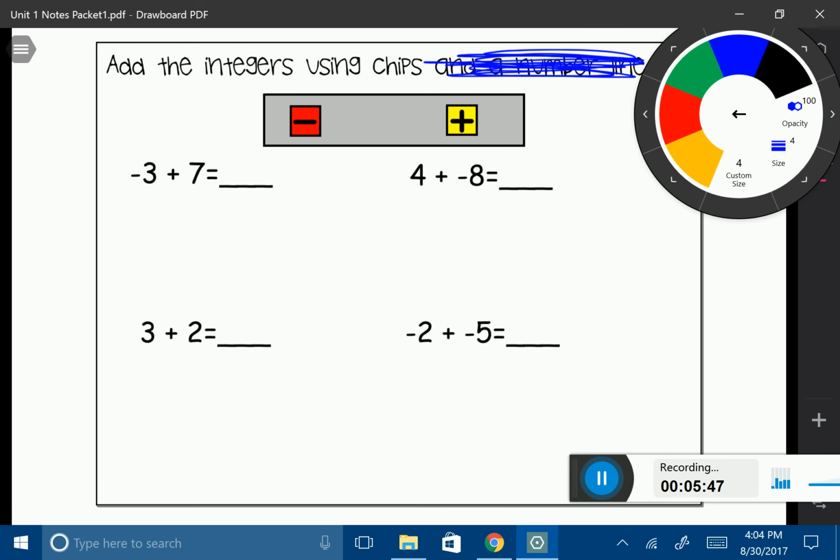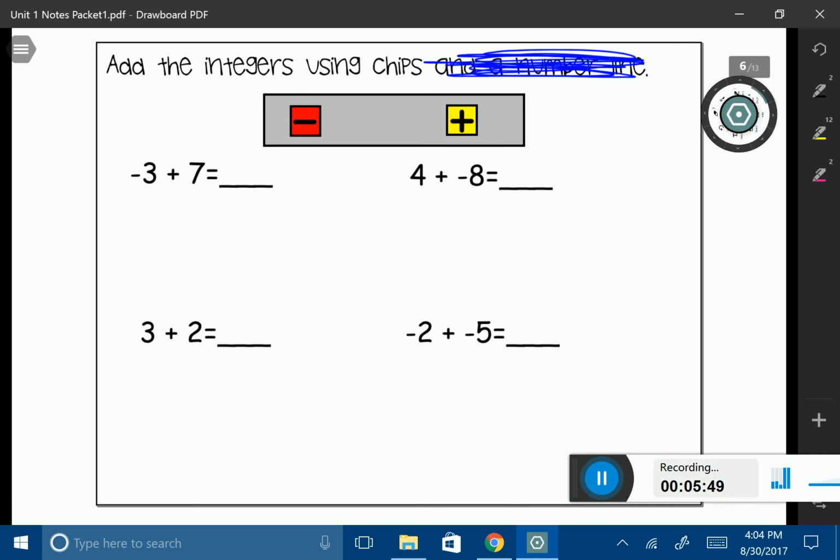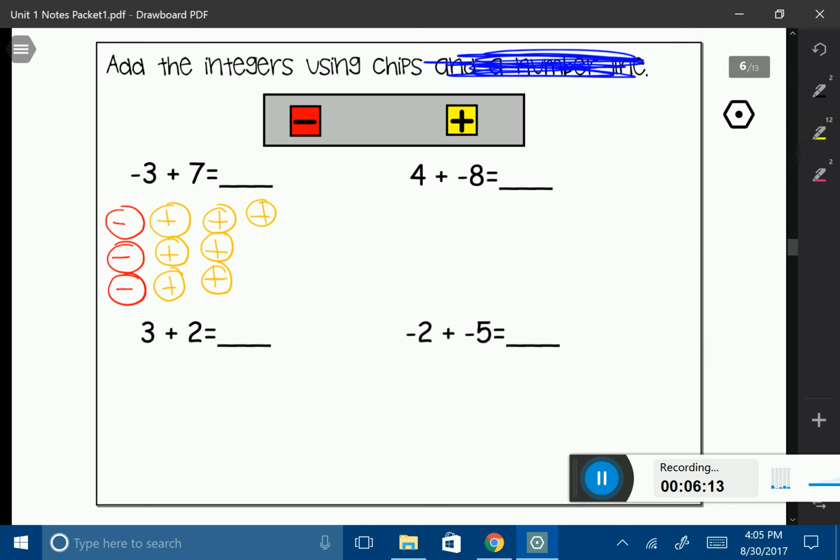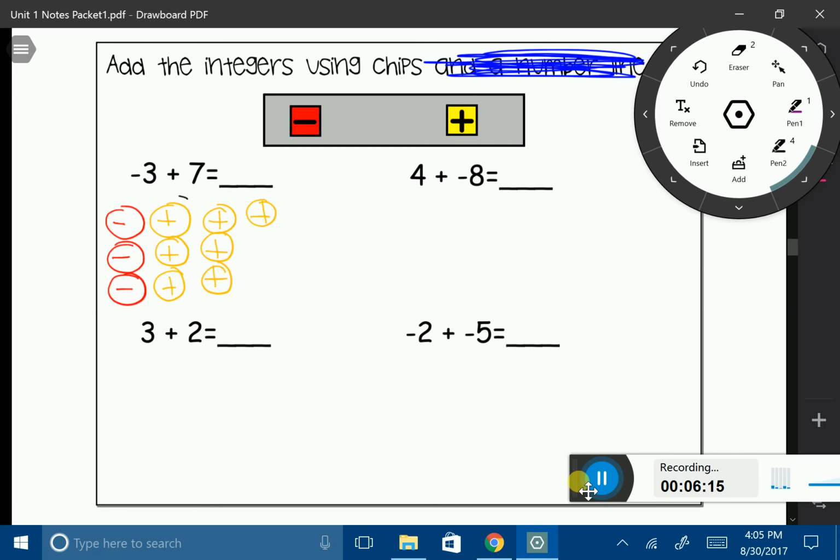I'm going to first grab my red because it looks like I have a negative 3 to represent. So I'm going to say 1, 2, and 3. There are my negative chips. I'm going to go and grab my yellow now, and I'm going to do positive 7. There they are.